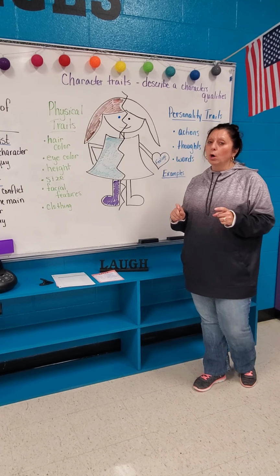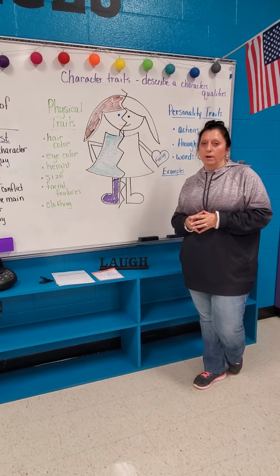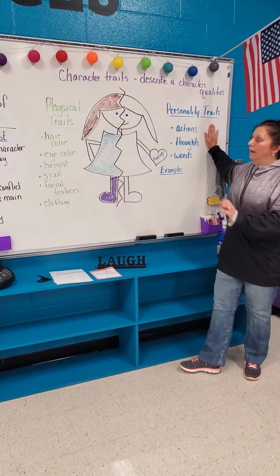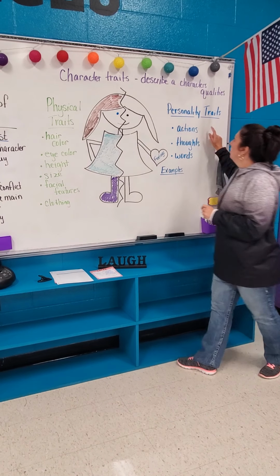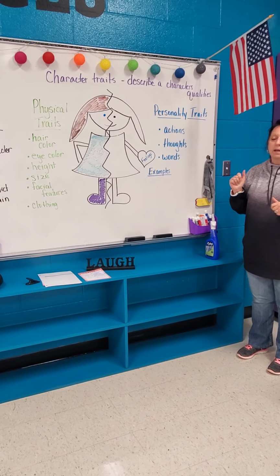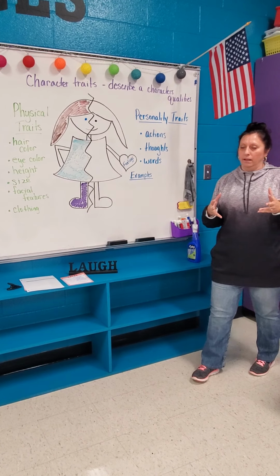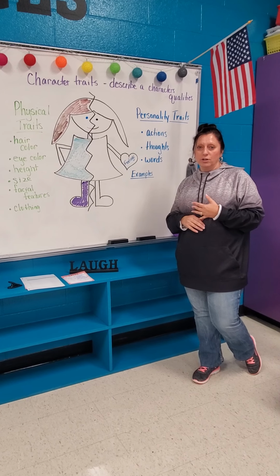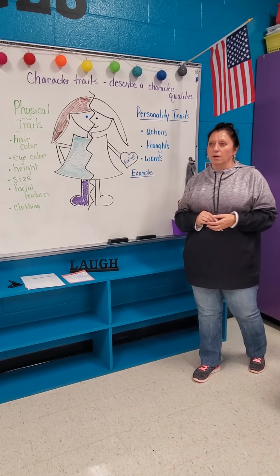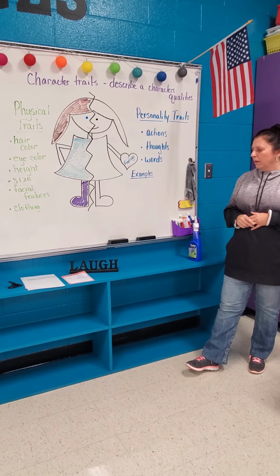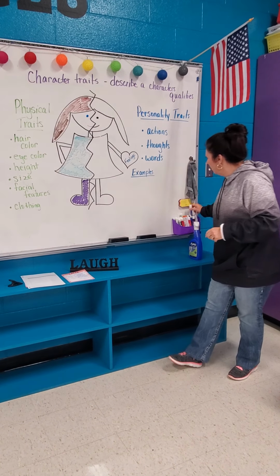Fourth grade, it gets a little harder. We start talking about personality traits. And those are things that you can't see. Those are things that are on the inside. Physical traits are on the outside. Personality traits are on the inside. And we know personality traits. We find a personality trait by looking at a character's actions, their thoughts, and their words. What are they thinking? What are they doing? What are they saying?